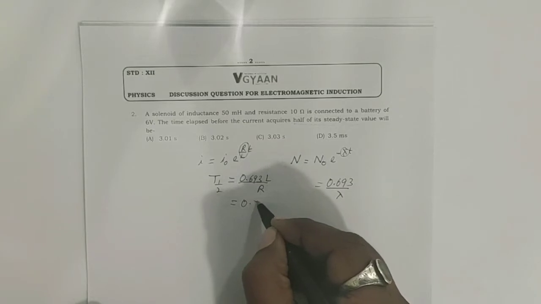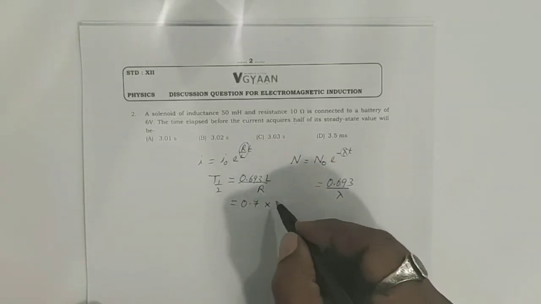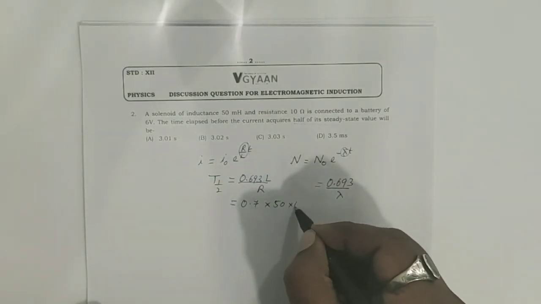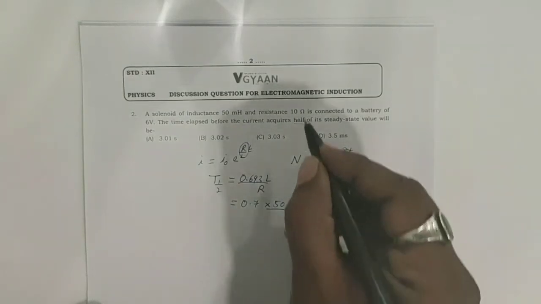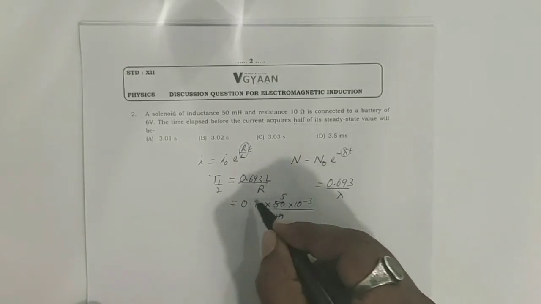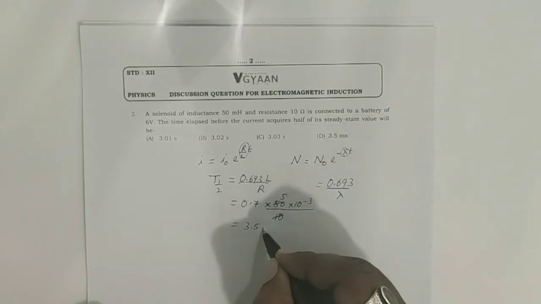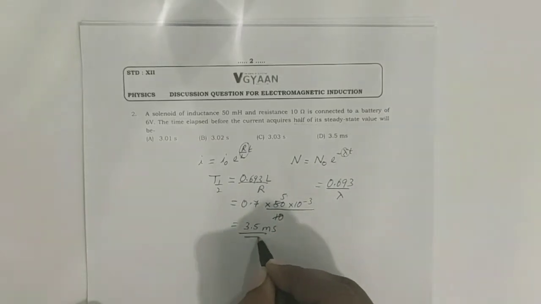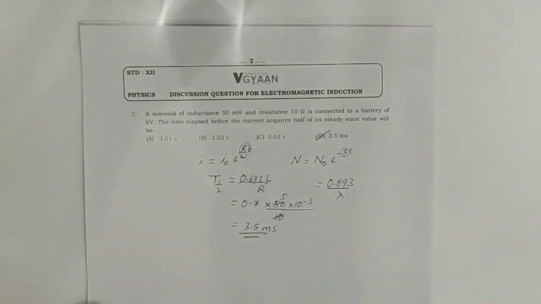0.693 is approximately 0.7. Coefficient of inductance over here is given as 50 millihenry, that's 50 into 10 raised to minus 3, divided by the resistance which is given as 10 over here. So if I cancel, it's 5 into 0.7 is 3.5, and 10 raised to minus 3 can be written as milli and seconds. So the answer is 3.5 milliseconds. Again option D is the correct answer over here.